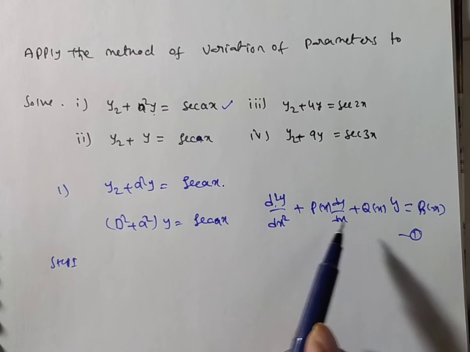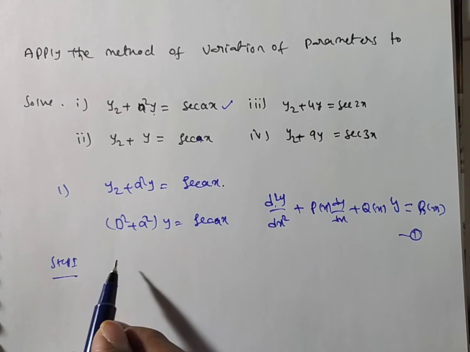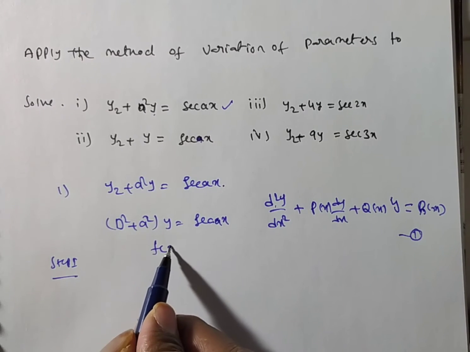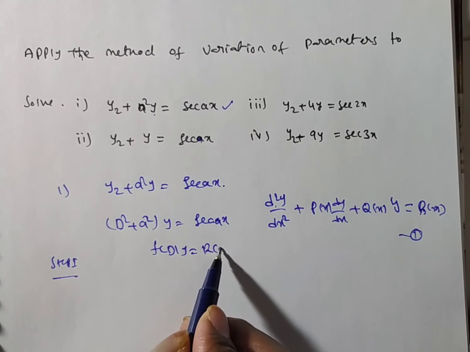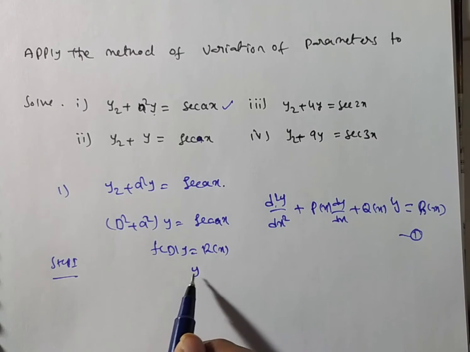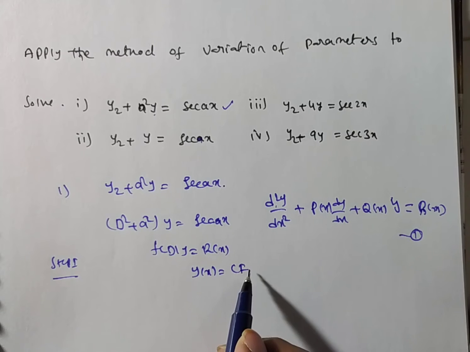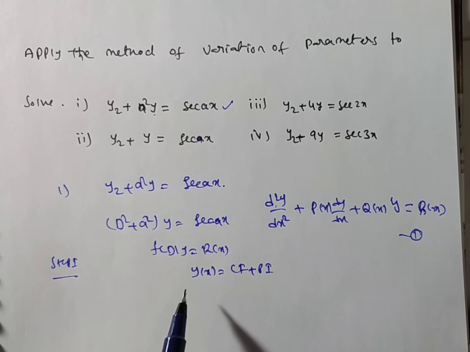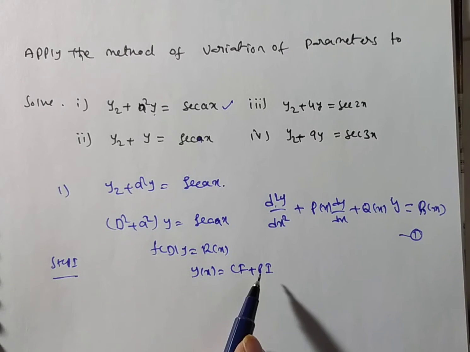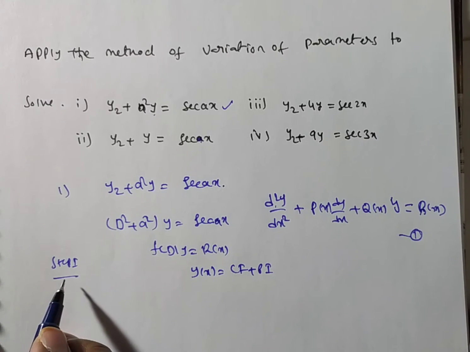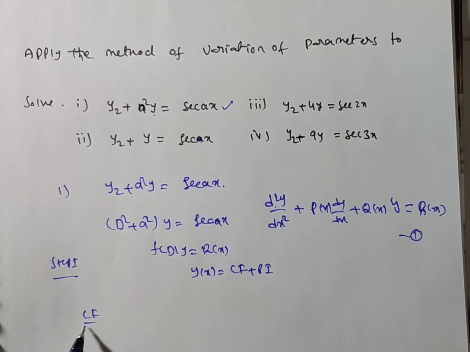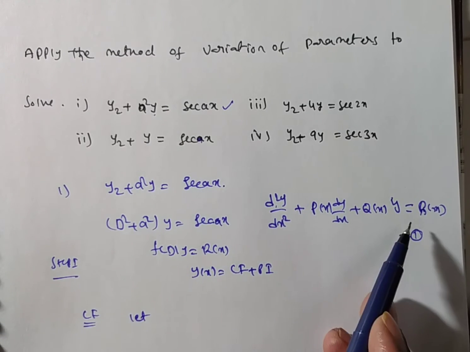In the standard form, in operator form, it is f(D) y = r(x). The general solution of this is the complementary function plus the particular integral. This is the general procedure. Now we need to find the complementary function. How will we find it? Let r(x) = 0 first.